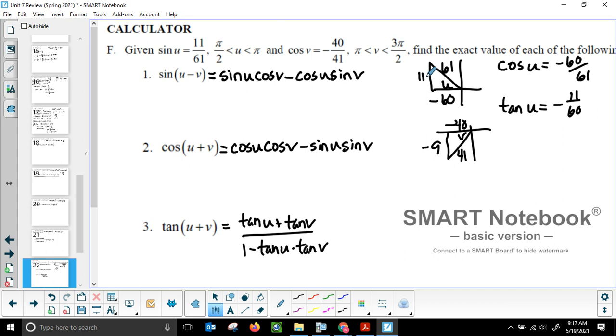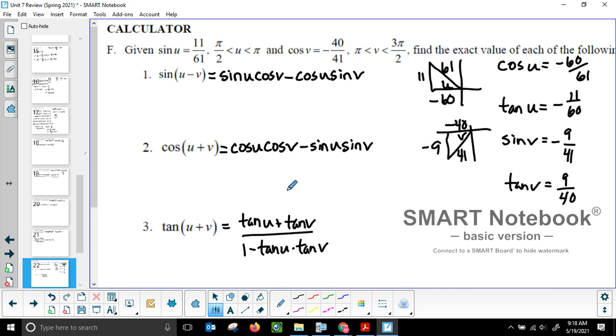So we know cosine, so we need sine of v. Sine, of course, will be opposite over hypotenuse, so negative 9 over 41. And we will need tangent of v, which will be opposite over adjacent, so that will be 9 over 40. From here, we simply plug everything into these formulas. Now we have all of them.